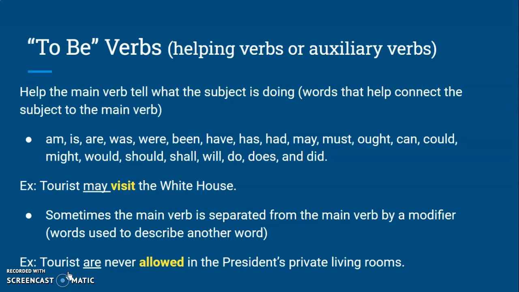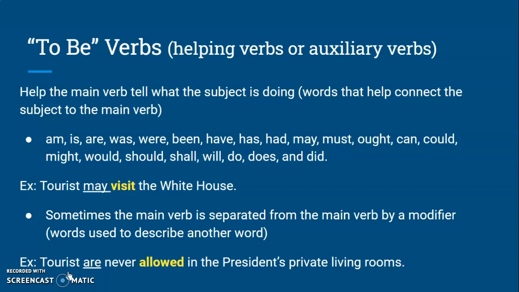Let's talk about to be verbs. To be verbs are also known as helping verbs or auxiliary verbs. These verbs help another verb, which we call the main verb. These verbs help the main verb. And the main verb is telling what the subject is doing. These are words that connect the subject to the main verb, okay? We use these all the time. Am, is, are, was, were, been, have, has, had, may, must, ought, can, could, might, would, should, shall, will, do, does, and did. We use them all the time.